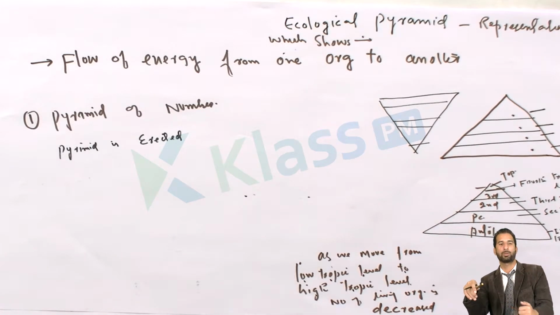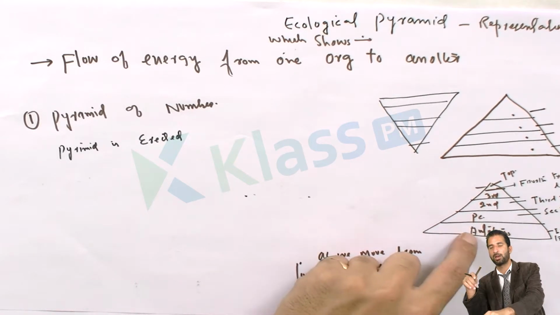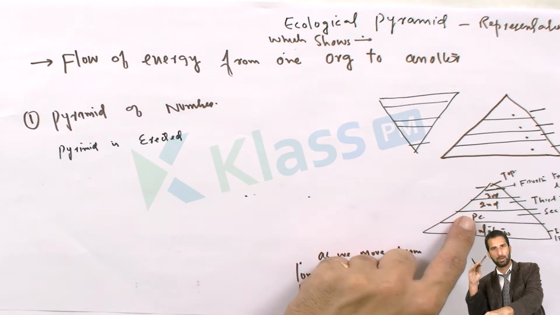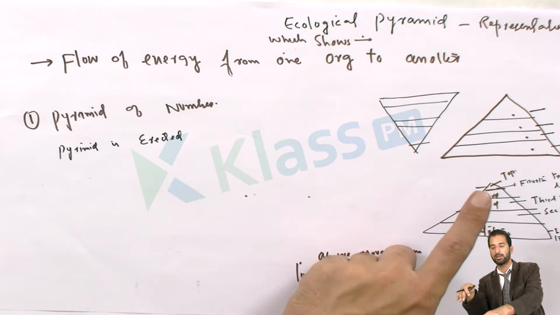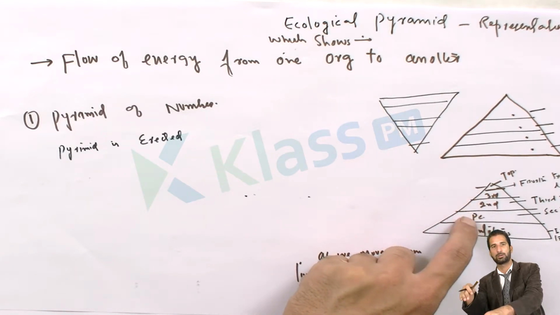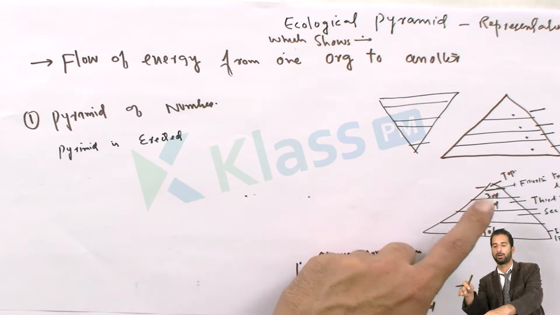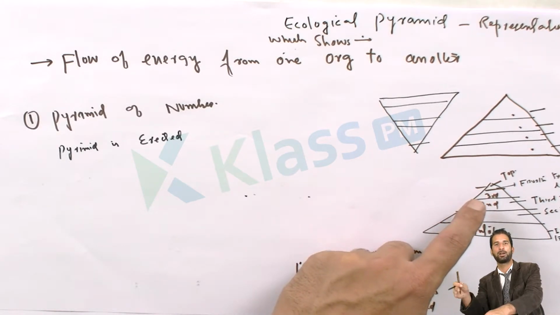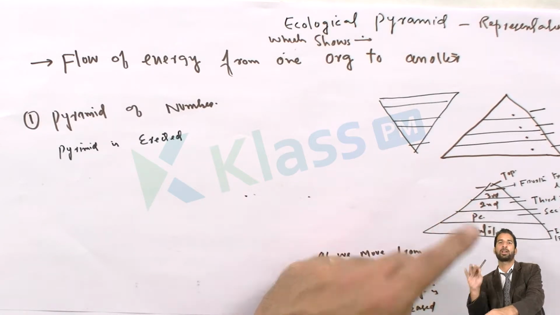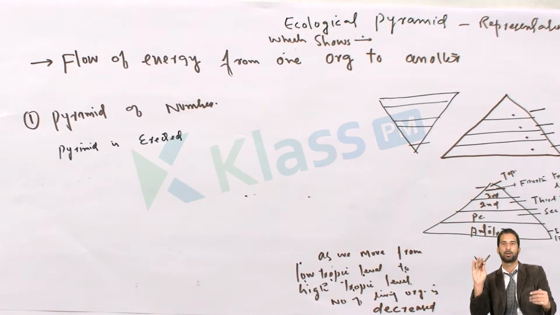So this is about the trophic pyramid of number. Please remember, the number here means the number of individuals at each trophic level. The number of individuals in the first trophic level would be high. In the second trophic level, it would be less compared to the first trophic level. In the third trophic level, it would be less compared to the second and first trophic levels. And in the final trophic level, it would be less compared to the rest of the trophic levels. So this concludes your trophic pyramid of number.